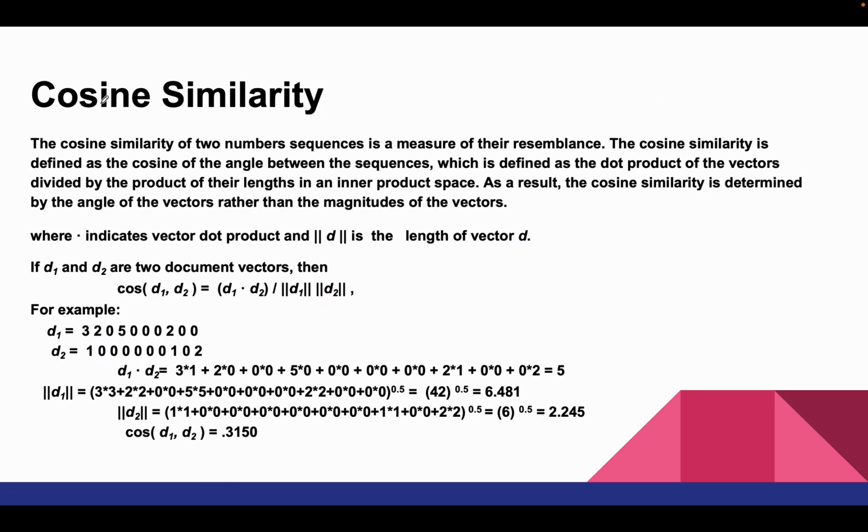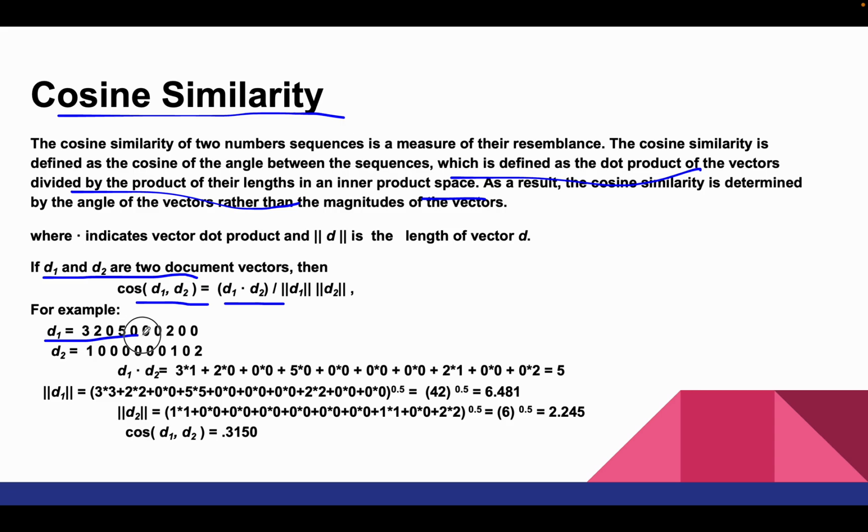Coming to the next slide, it talks about cosine similarity, which is defined as the dot product of vectors divided by the product of their lengths in inner product space. For example, if d1, d2 are two vectors, then the cosine of d1, d2 equals d1 dot product d2 divided by the length of d1 times the length of d2.